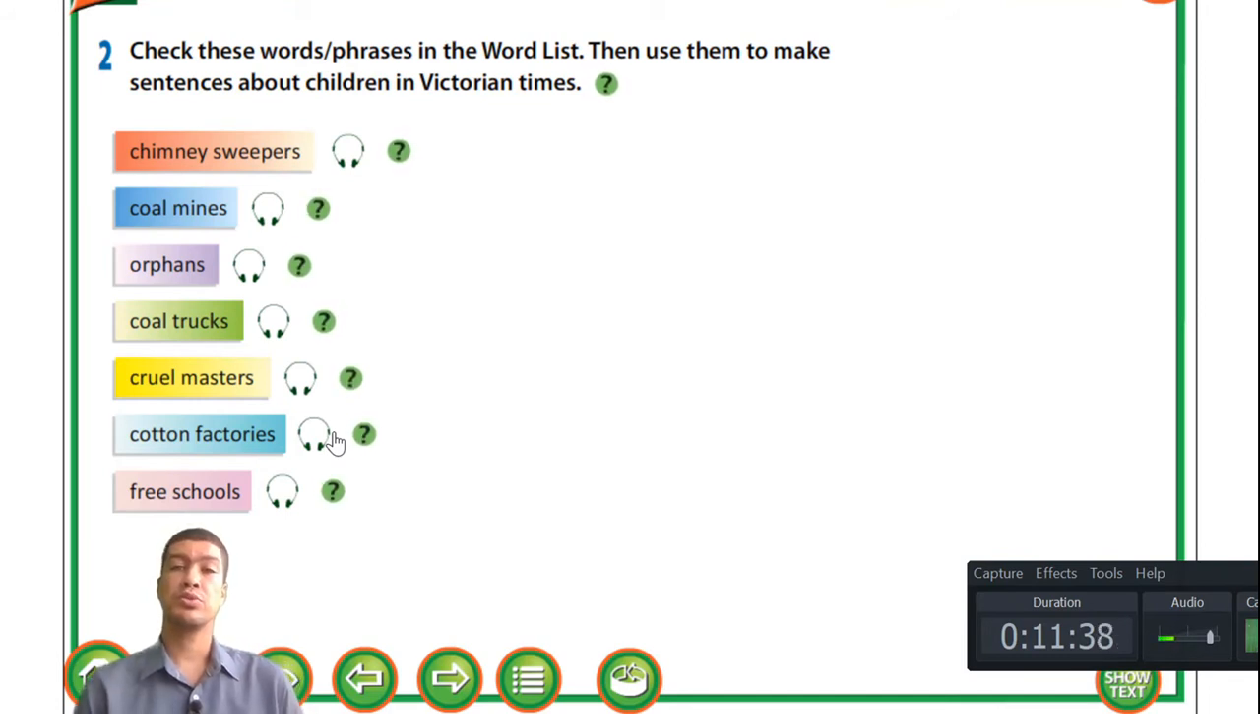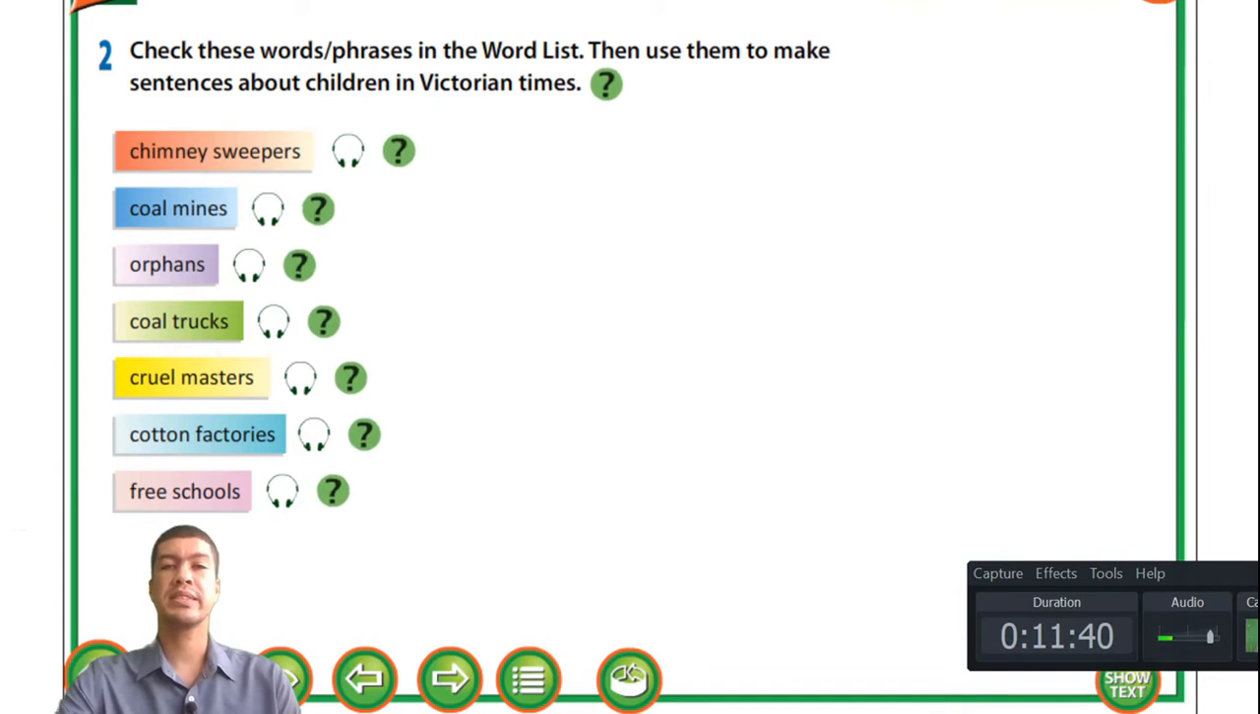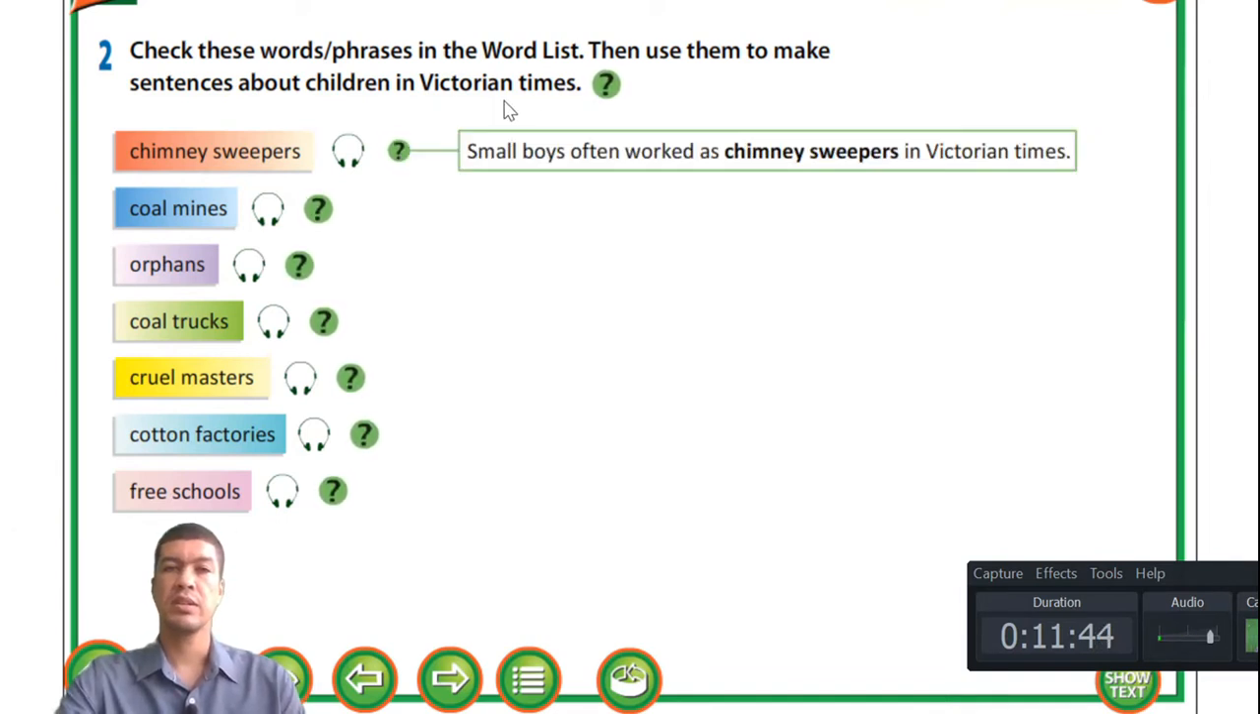So what are we supposed to do? Use these words to make sentences. If we look at the first one, chimney sweepers. If you make a sentence: small boys often worked as chimney sweepers in Victorian times. Now, once again, you can make your own sentences with these words.